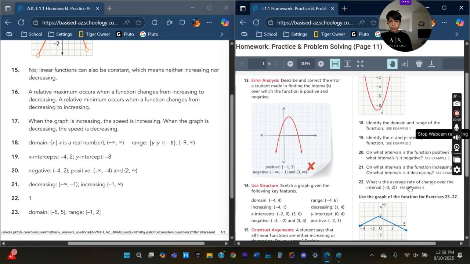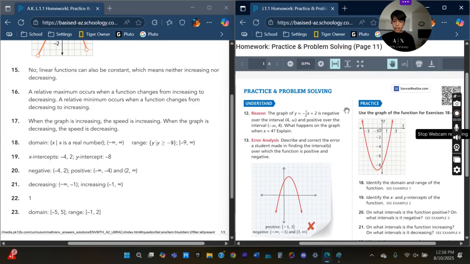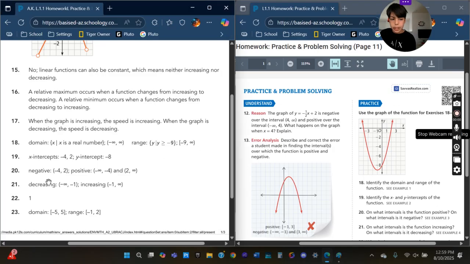For number 21, when it's increasing and when it's decreasing, it starts decreasing from negative infinity down to -1, because as you can see, that's where the vertex is. It's at -1 right here, and it starts all the way from up there, infinitely, down, down, down, decreasing until -1, and it starts increasing again all the way up from -1 to positive infinity, which would be your answer right here.